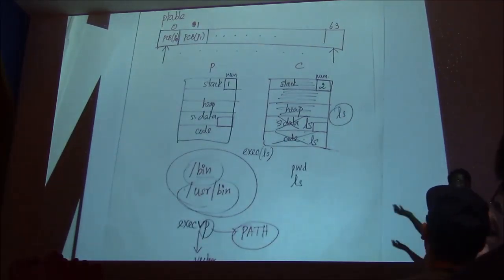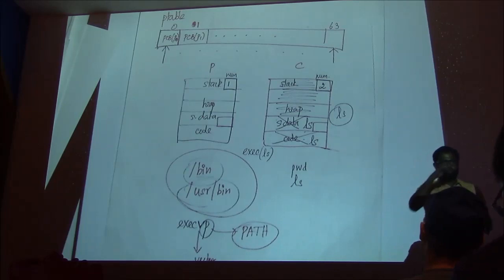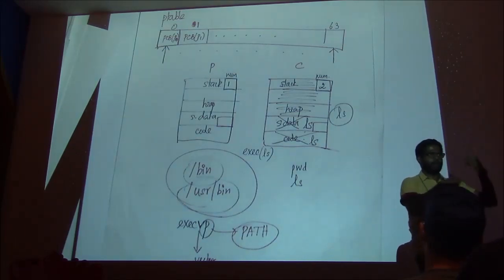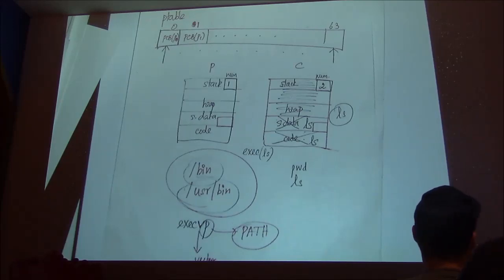This is exactly what happens behind the scenes when we type some command and press enter. The parent is the shell. You create the child, and then the child completes execution. Then the parent takes control.